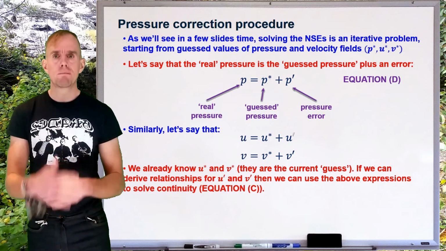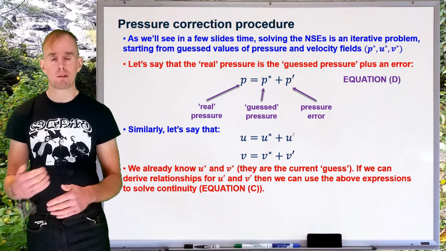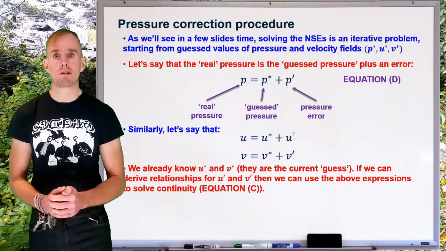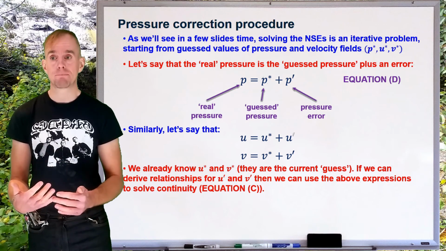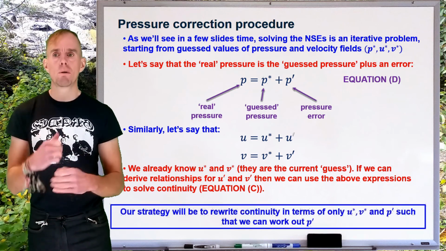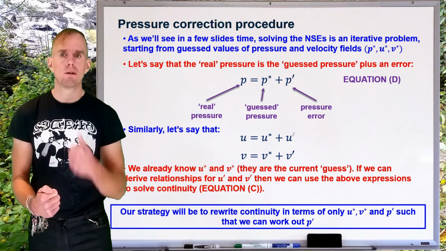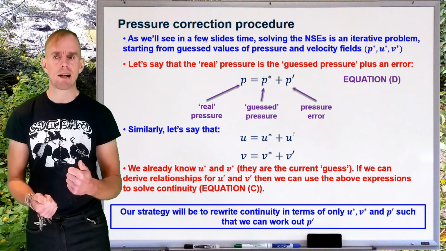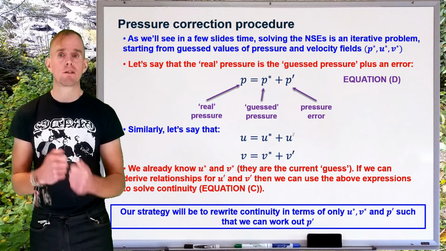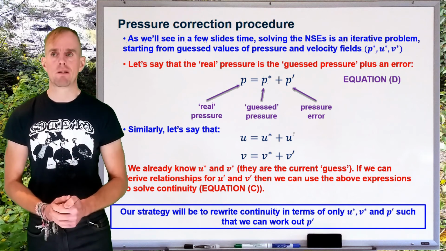And as the algorithm progresses, u star and v star are just the values of the velocity in the x and y directions at the previous time step. And so what we can do is to try and work out how we relate u star to u dashed, v star to v dashed, and importantly p star to p dashed. And we'll develop a formulation for this over the coming slides.